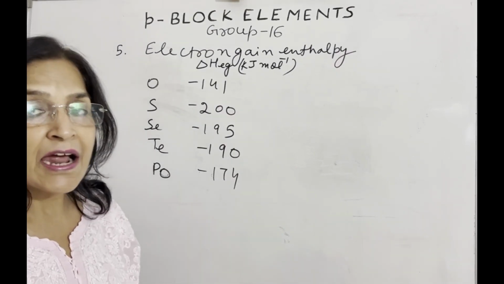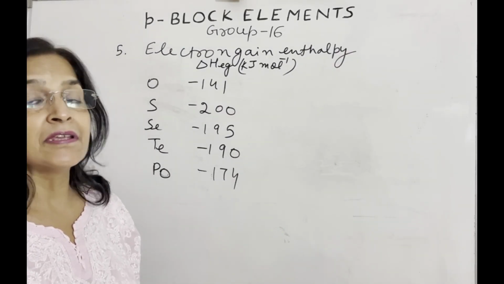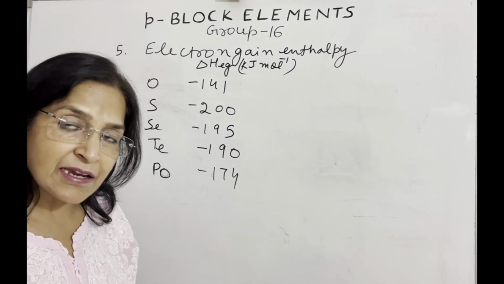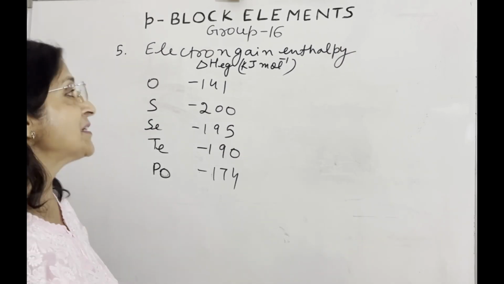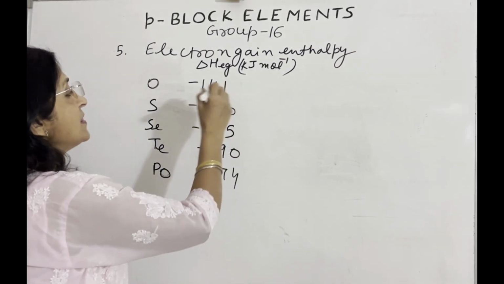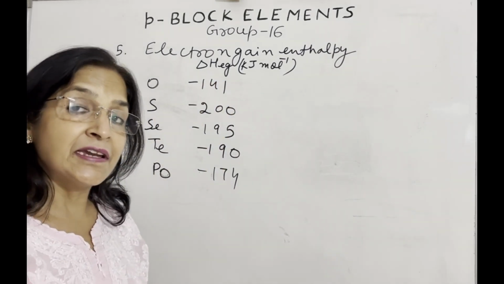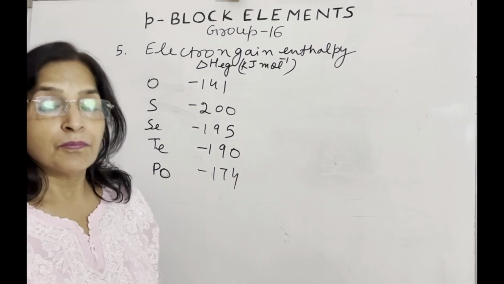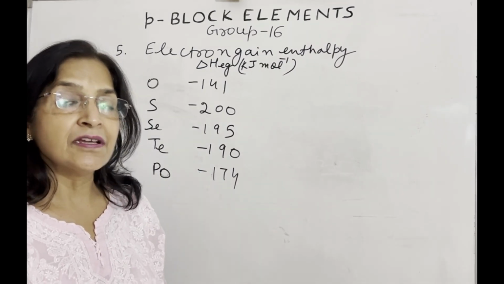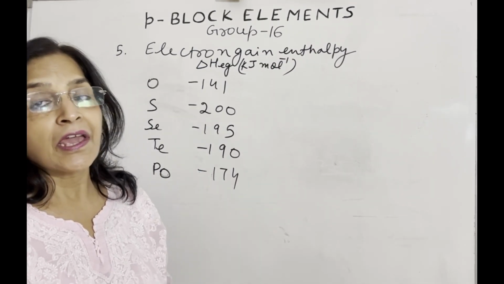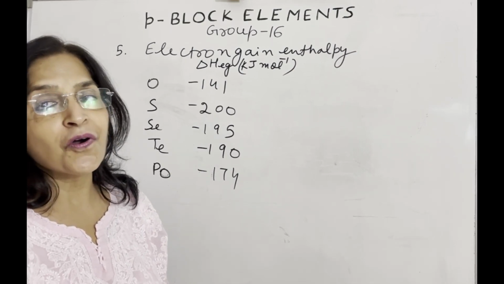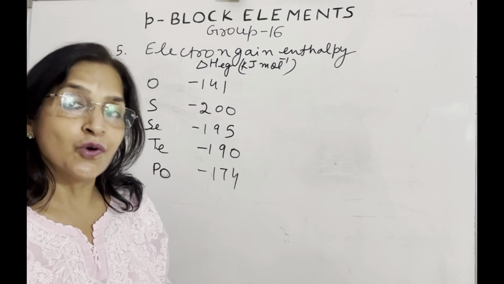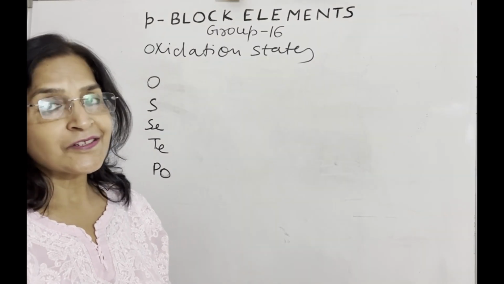These elements have large negative electron gain enthalpies, next to halogens, because these elements just need 2 electrons to complete their octet. But the electron gain enthalpy of oxygen is least negative in this group. Because of the small size of oxygen, electron repulsion in the small 2p subshell is large, and therefore the incoming electron is not accepted readily. Next, oxidation states.